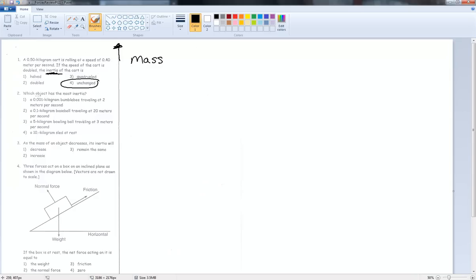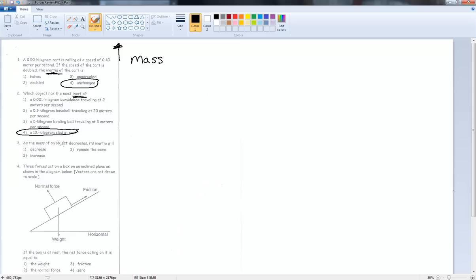So question 2, which object has the most inertia? Once again, this is inertia, so it only depends on mass. The speed of these objects has nothing to do with their inertia. Mass only. So let's just look. Which one has the most mass? That one will have the most inertia. And it's number 4.